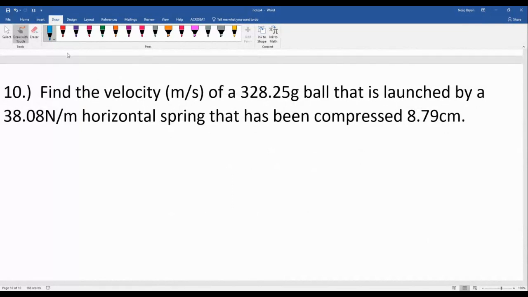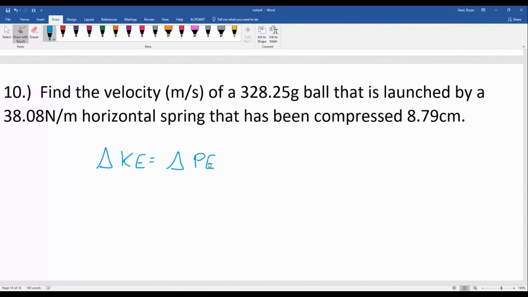So here we're looking for a velocity, right? That means we're thinking of something that's moving, which means we're dealing with kinetic energy. So let's start with that. Whatever change in kinetic energy we have is going to come from whatever change in potential energy.